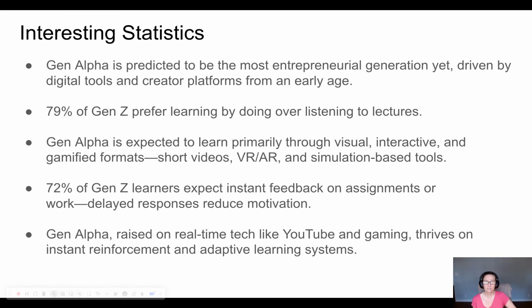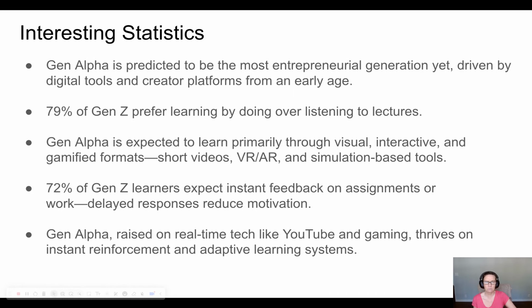Feedback is another big shift. Gen Z learners expect immediate feedback, whether it's on an assignment or in a learning game, because they are used to that. Waiting days for results isn't just frustrating, it actually affects their motivation. Gen Alpha takes this even further. They're used to the instant responses they get from apps like YouTube or progress bars in games. Real-time feedback isn't just a bonus, it's the standard. Not to mention, real-time feedback is important because students need to know right then if they're right, if they're wrong, what they need to fix.